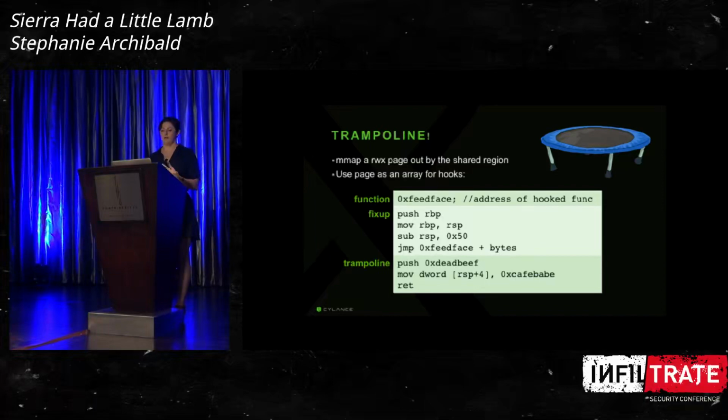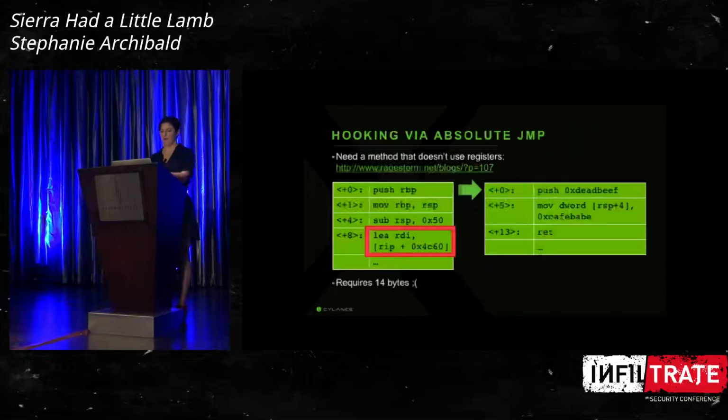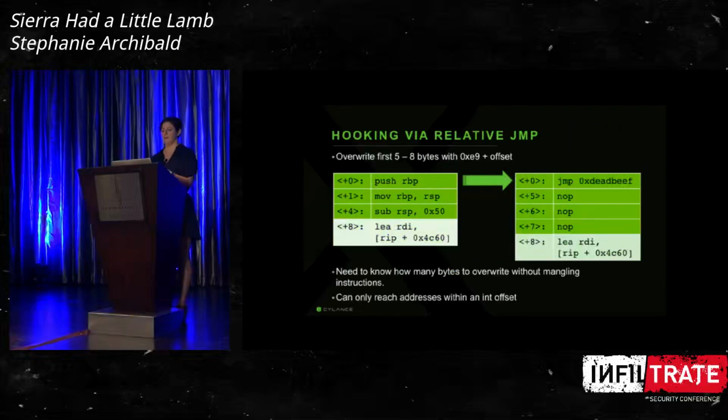So what I did is I just mapped a read-writable page out by the shared region, and then I used that for an array of hooks, basically. And this here is just a representation of my struct in memory, right? So I saved the function pointer that I'm overriding, so that way I could walk through these structs to find a hook that I want if I need to in future. There's fix-up, which, if you look back here, is just the instructions that we overwrote with our relative jump.